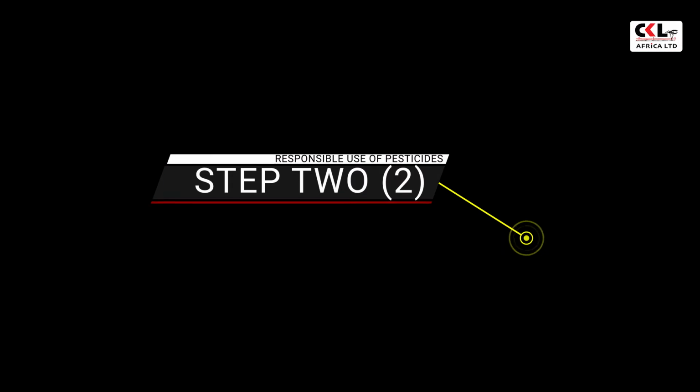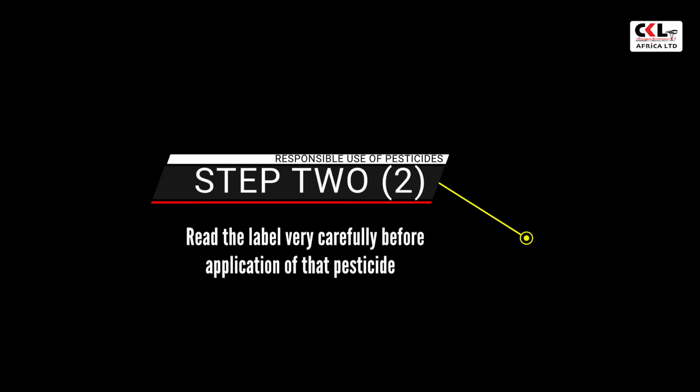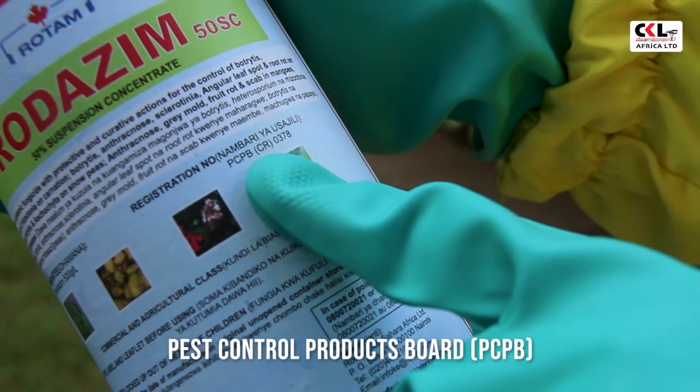Step 2, remember to read the label very carefully before application of that pesticide. The label contains a lot of information that will help you to best apply the pesticide without contamination of the environment. Always ensure that the pesticide is registered with PCPB, and the label will have a registration number from PCPB. If the pesticide does not have a PCPB registration number, then that pesticide is not registered and it is against the law to use such a pesticide.